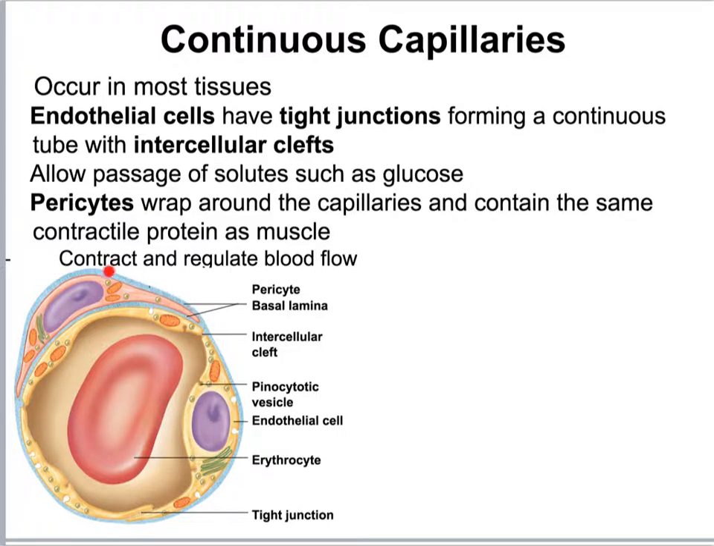Continuous capillaries also have a contractile cell called a pericyte. Peri meaning around and cyte meaning cell. The pericyte wraps partially around the capillary, and it can contract and expand, containing the same contractile protein as muscle. And so this actually allows continuous capillaries to change their diameter somewhat and regulate blood flow, similar to the way arterioles do.